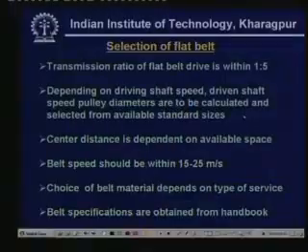Now, the choice of belt material depends on the type of service, that I have already told. Belt specifications are obtained from the handbook, which I have already dealt with in the earlier slide. Different handbooks will not all give it in a similar manner, there will be some changes. However, those basic parameters are more or less specified in all the design handbooks, and from them you will get the initial guideline as far as the belt stresses are concerned.